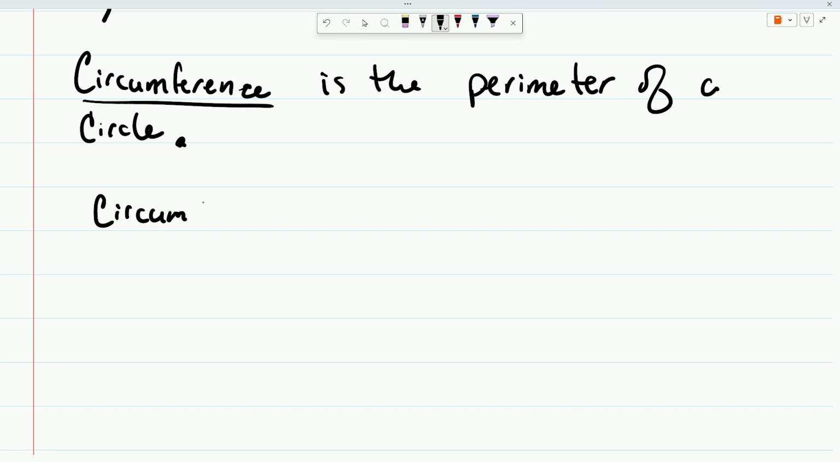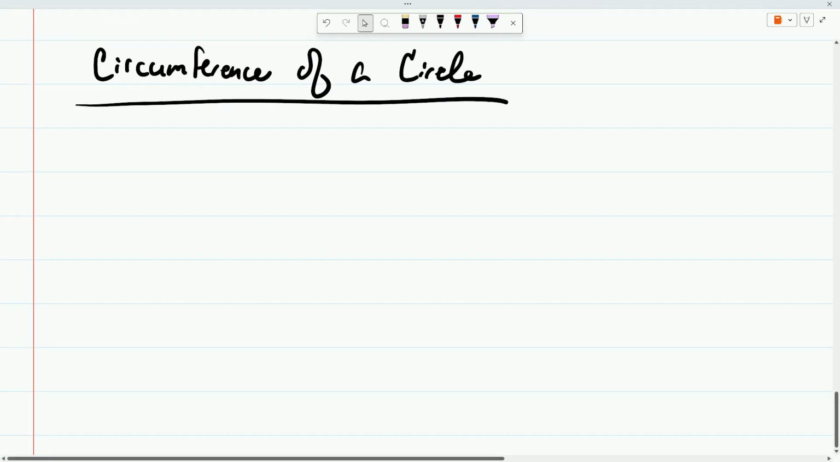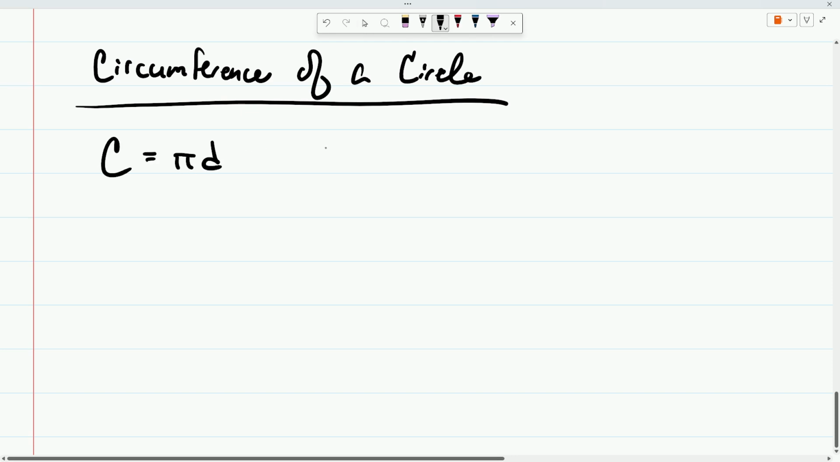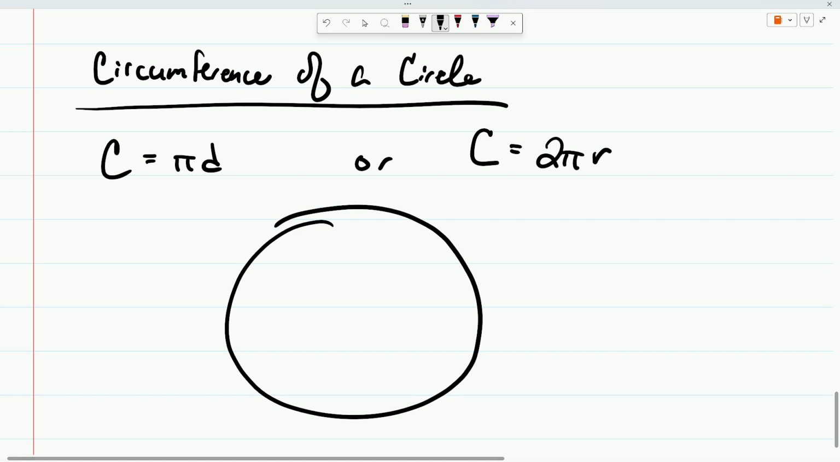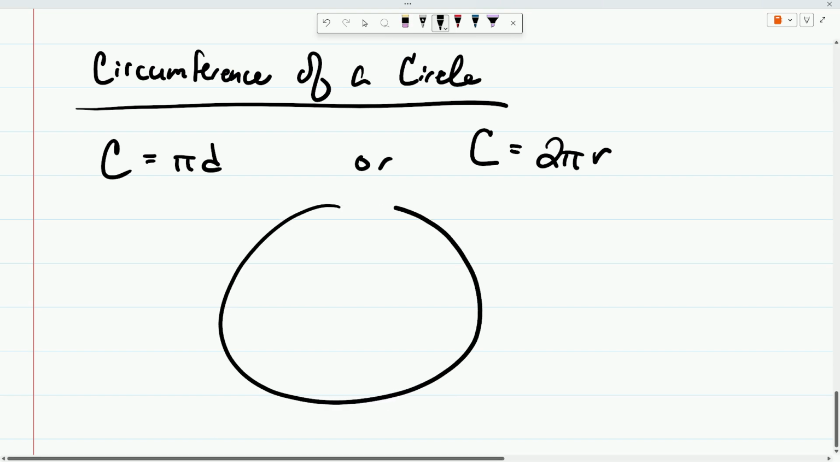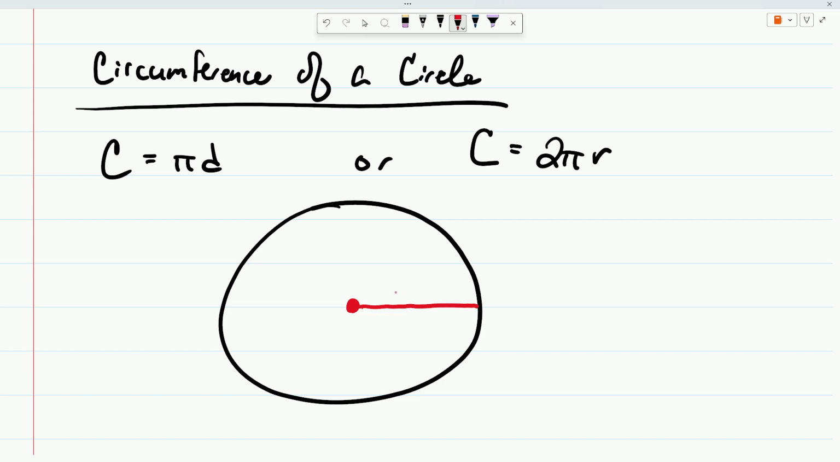So circumference of a circle, and here are the formulas right here. Now, there's some things I need to go over here first. Here's my circle. Try to draw a better one. There we go. This distance from the middle of the circle out is called the radius. All right? That is the letter R.